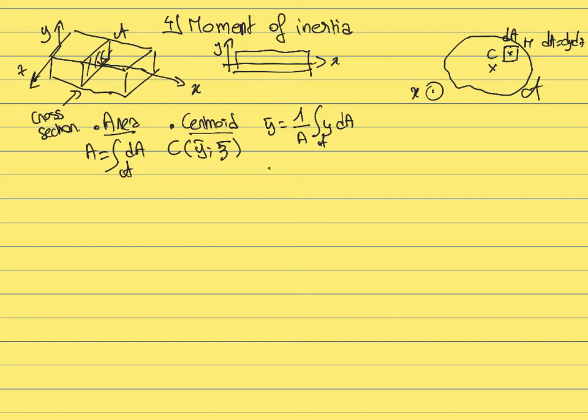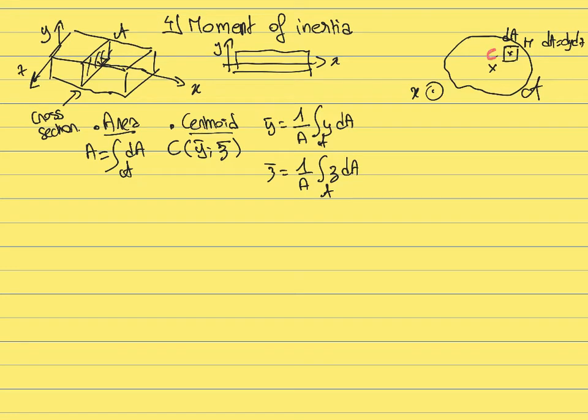Same thing to get the average value of z. We sum all the values of z over the surface A and then divide this by the total area of this surface, and that gives you the coordinate along the z-axis of the centroid. So this will now give you the position of the centroid C.